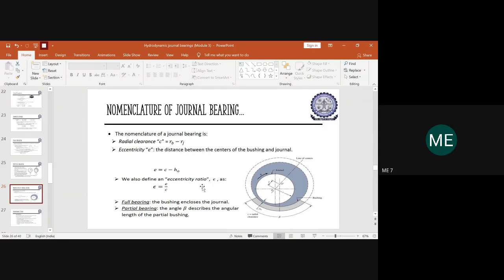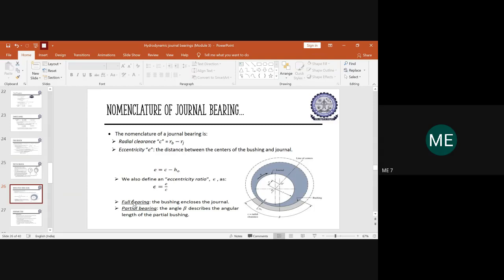And in another way you can determine the eccentricity ratio also. The eccentricity ratio, from hereafter, is nothing but E upon C. E is the eccentricity value. So this eccentricity value E divided by the radial clearance C will provide us the eccentricity ratio. So if anyone tells you to determine the eccentricity ratio, then you should be knowing the formula to use. For that, first you should determine the value of eccentricity. You should be knowing the value of radial clearance, then you can determine the eccentricity ratio.